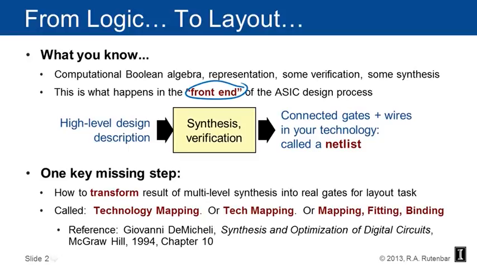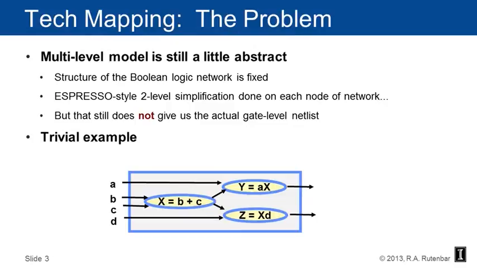This stuff goes by a lot of different names. It's most formally called technology mapping. It's very frequently called tech mapping just because it's shorter to say. It's often just called mapping. Depending on the application, sometimes it's called fitting, sometimes it's called binding, but most commonly this stuff is called tech mapping or just mapping. A nice reference for a variety of technologies for this stuff is the De Micheli book, Synthesis and Optimization of Digital Circuits. This is chapter 10 in that book. So let's talk about tech mapping.